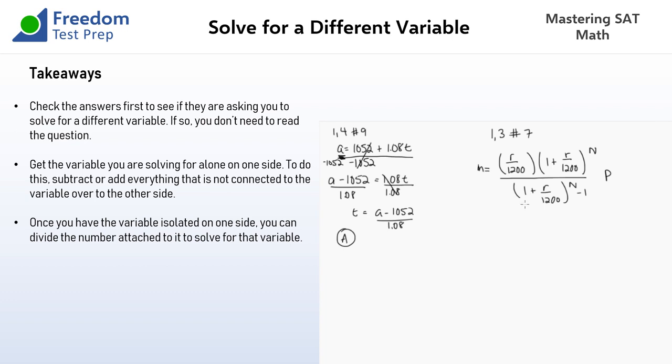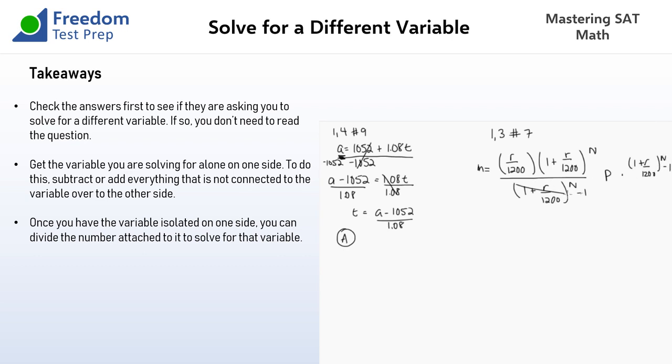Now, if we look at the answers, we can see we're just solving for p. We don't have to know what all of it means. We just need to get the p by itself. So the first thing that we do is we have to get rid of the fraction. Well, we haven't done another problem like that. So the first thing we do is we have to get rid of this denominator. So we multiply both sides by that denominator.